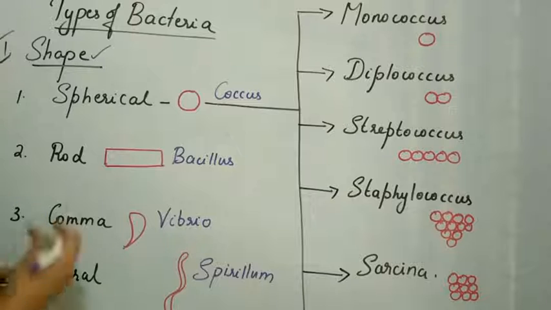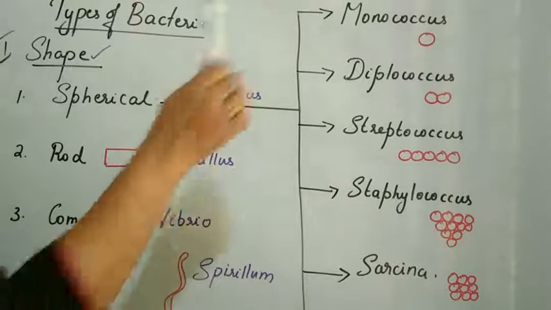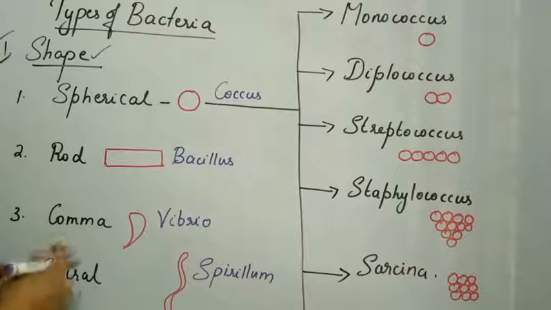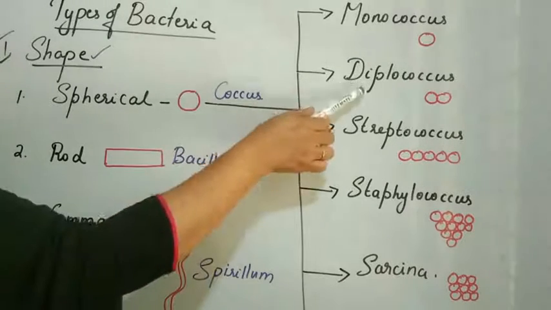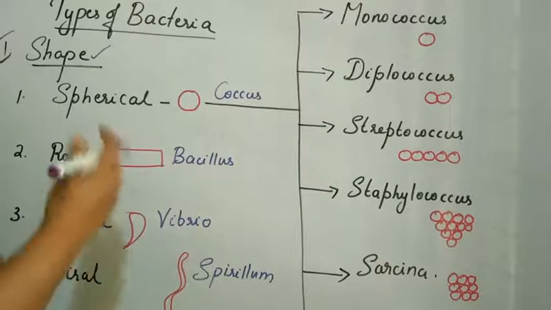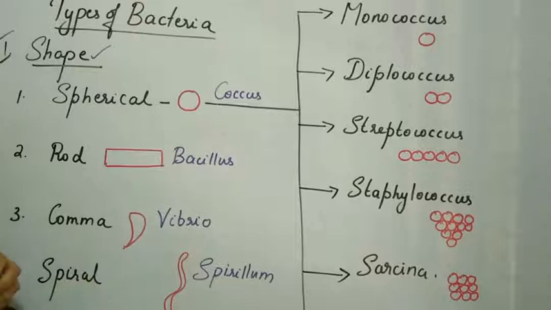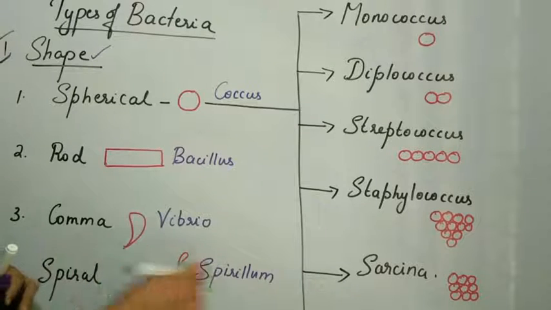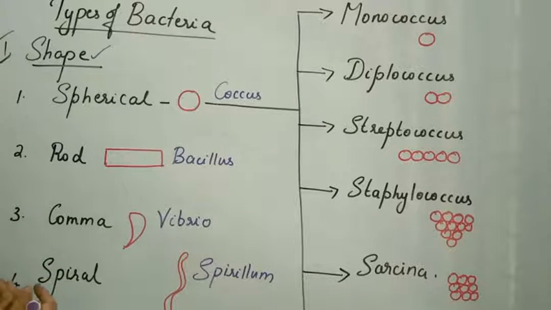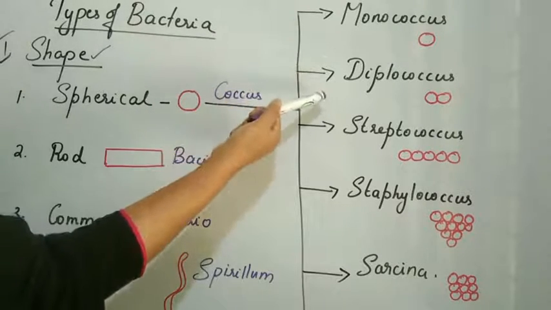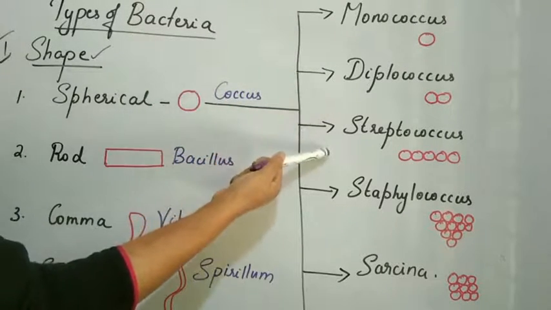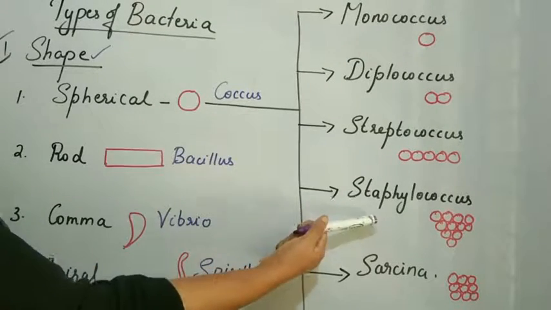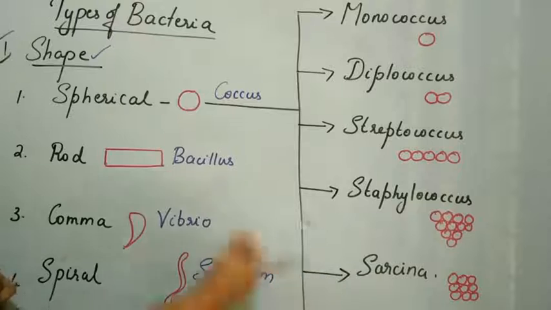That is, if it is seen singly, it is called monococcus. If it is in a paired condition, it is called diplococcus. If there is a chain of bacteria, it is called streptococcus. And if the bacterial cluster has the shape of a grape, it is called staphylococcus. And the cluster with a cube shape is called Sarcina. So, single is monococcus, paired condition is diplococcus, chain is streptococcus, grape-like cluster is staphylococcus, cube-like cluster is Sarcina.